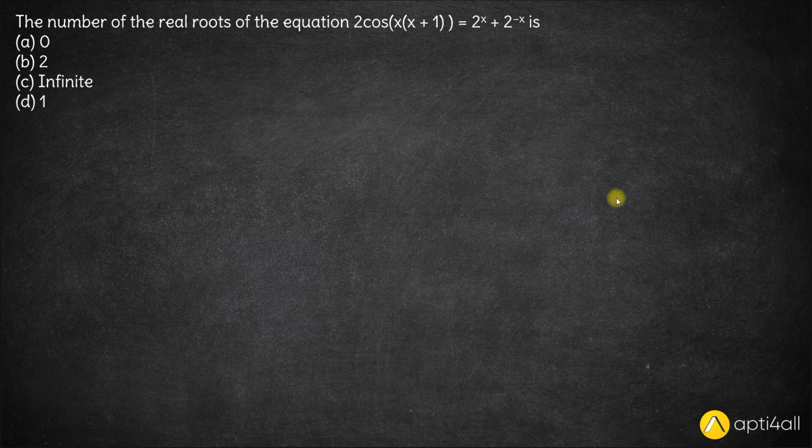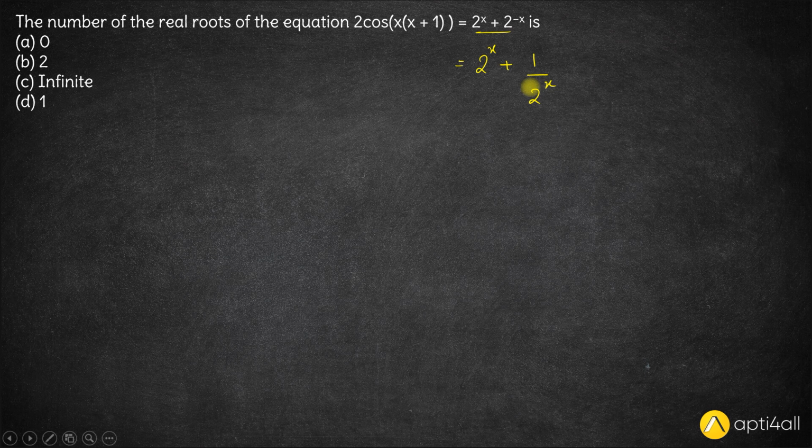Hi. So here we have to figure out the number of real roots of this equation, right? So let's just focus on this part here. The right hand side, 2 to the power x plus 2 to the power minus x, is effectively 2 to the power x plus 1 upon 2 to the power x, right? Now 2 to the power x will always be a positive number. So what we have here is a positive number plus its reciprocal.